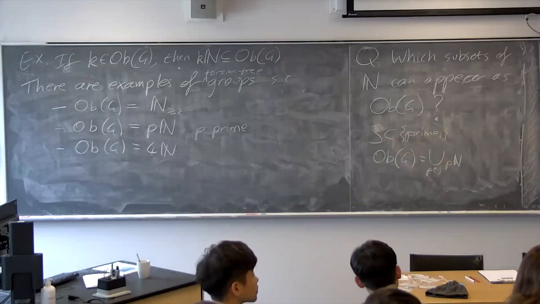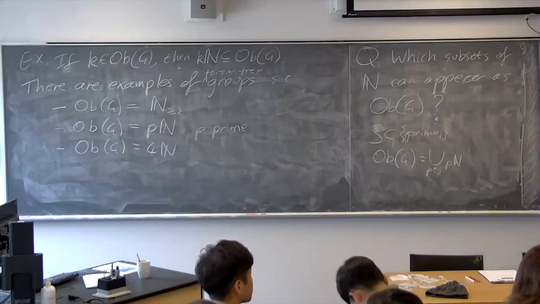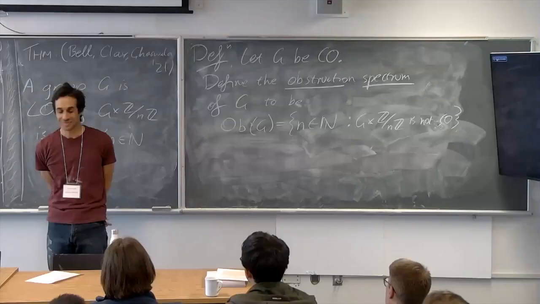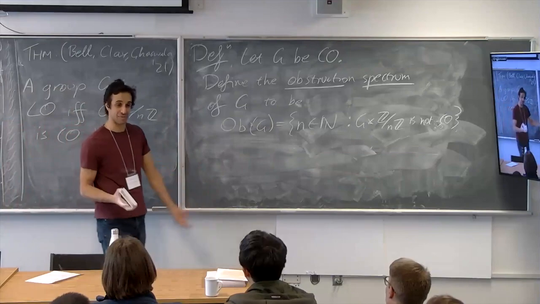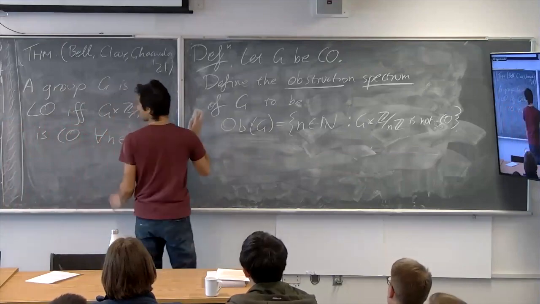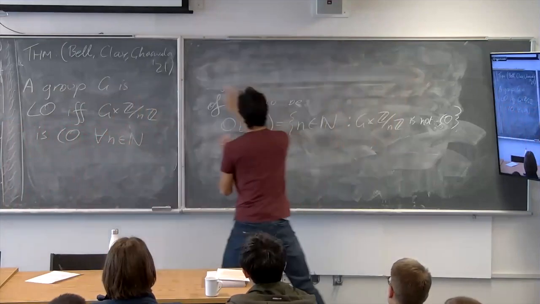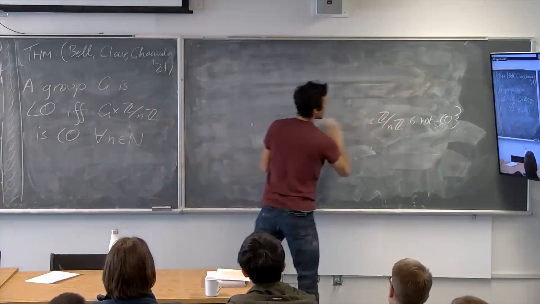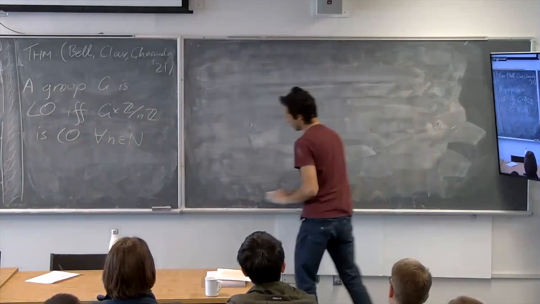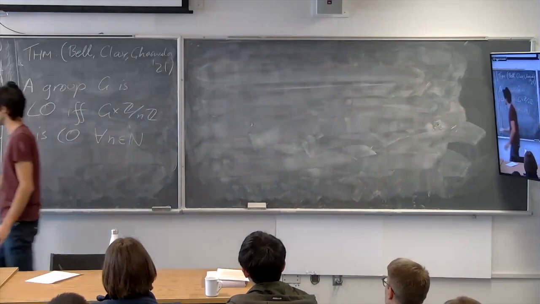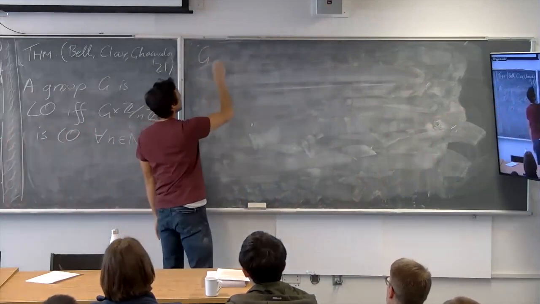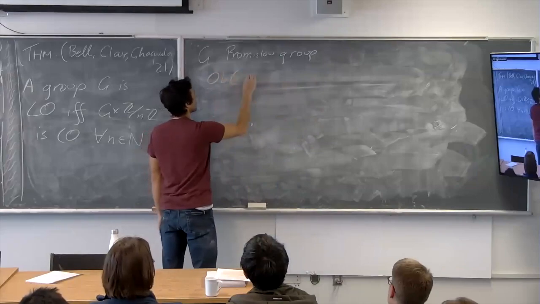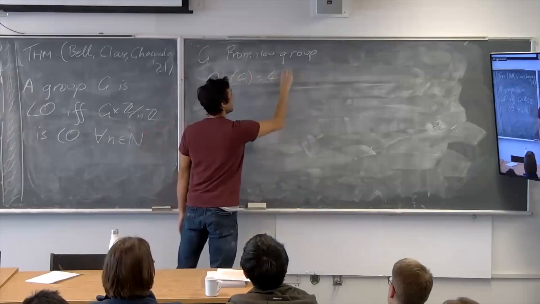If G and H have sort of compatible obstruction spectra, is there a hope that their product would be? That's what we would have liked to have proved, but here's an example that shows you that there's no hope whatsoever. Maybe there's something more subtle you can do. But G, the Promislow group, the obstruction spectrum of G is 4N.